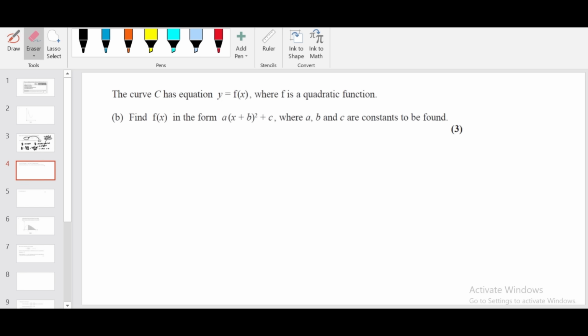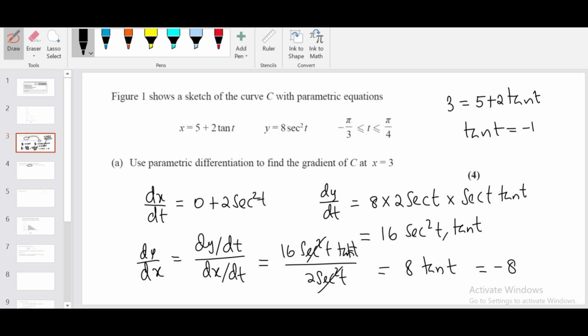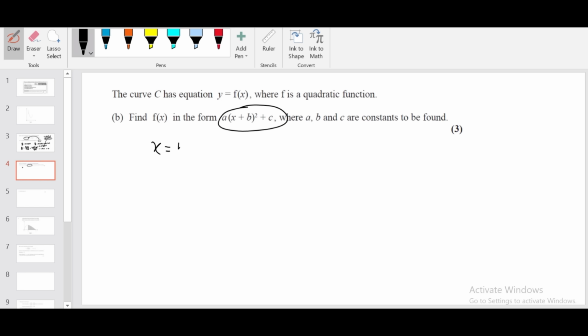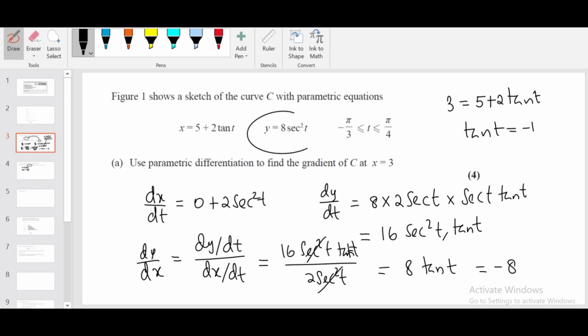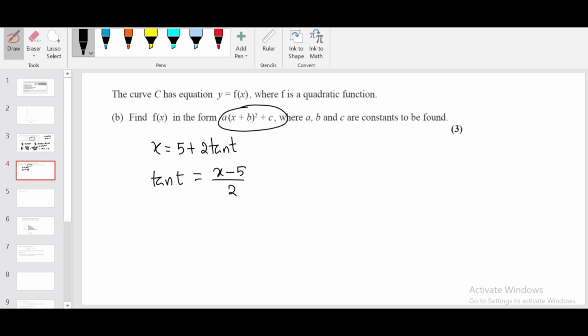Let's move on to part B. Find the Cartesian equation. We need to combine them and find the Cartesian equation in this form. The first parametric equation is x is equal to 5 plus 2 tan t. I'm going to make tan t the subject, so it's going to be x minus 5 divided by 2. And the second parametric equation is y is equal to 8 secant square t. So y over 8 is going to be secant square t.